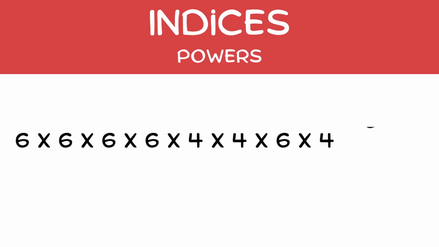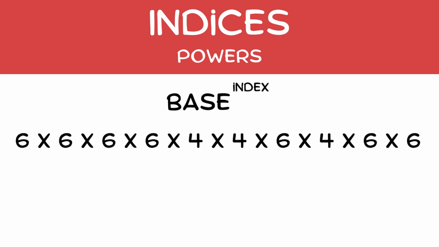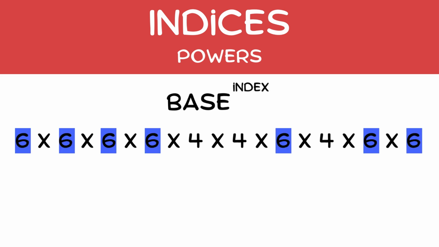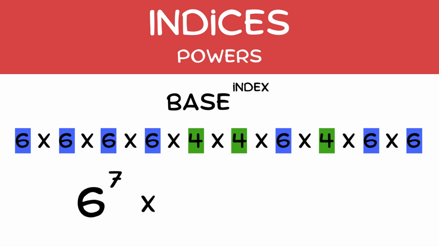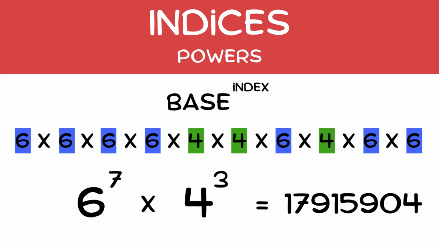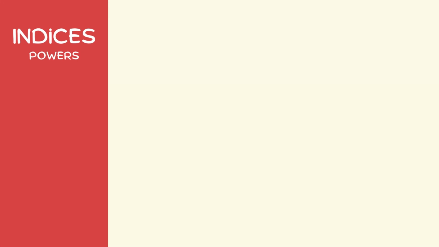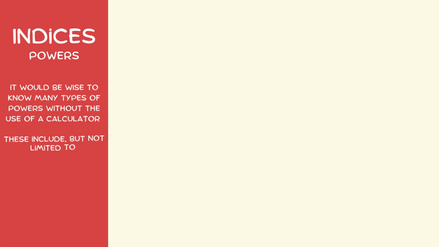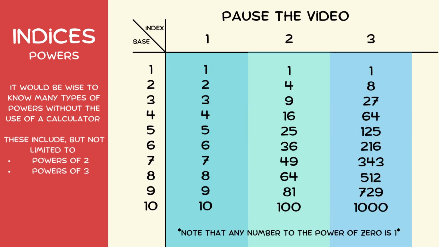Again, if we had a situation like this, it would make more sense to convert the numbers to index notation. Now, since there are 7 6s and 3 4s, we would just convert them to 6 to the power of 7 multiplied by 4 to the power of 3, making the final answer this. In this topic, it would be wise to know basic power values by heart, such as powers of 2 and powers of 3. Here is a list of the basic ones you should know.